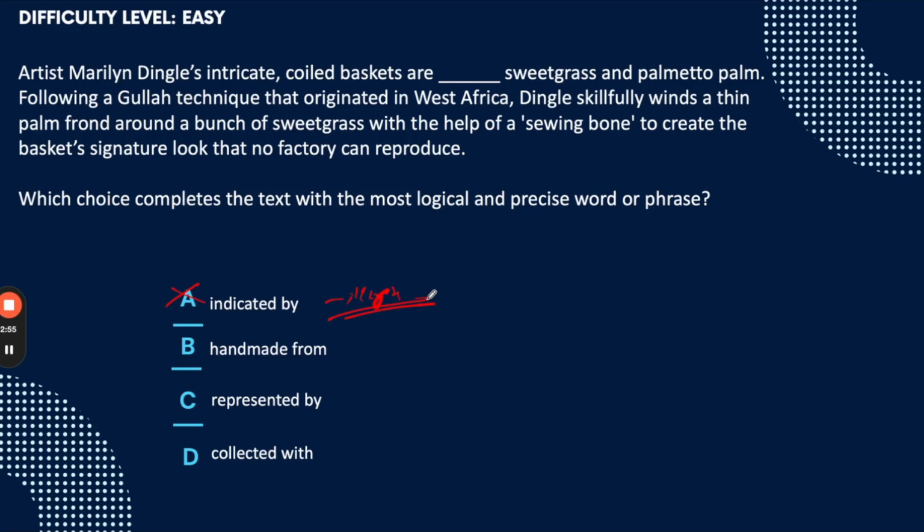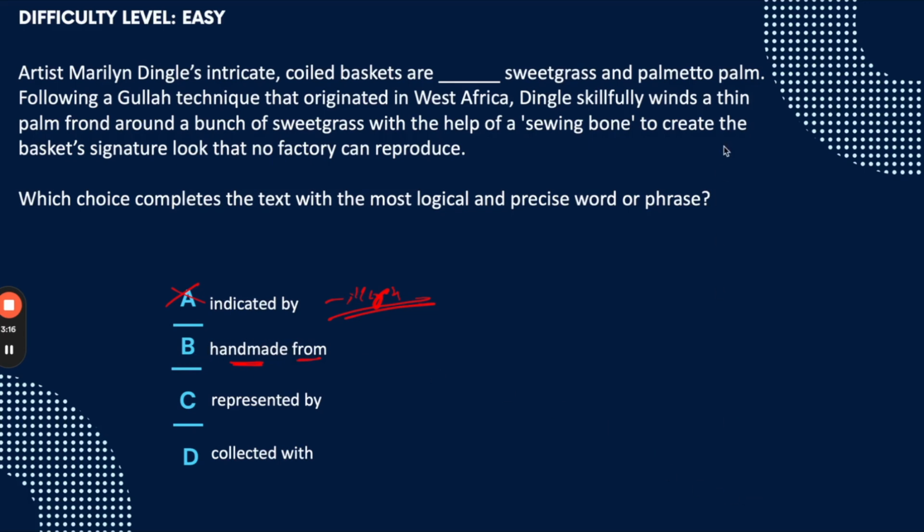Now B says handmade from. Now this is definitely the one that makes sense over here because the whole text was about the baskets being handmade. It logically fits because it explains that the baskets are made from sweetgrass and palmetto palm. The rest of the sentence explains the technique, so it supports the answer. But let's go ahead and eliminate C and D as well.